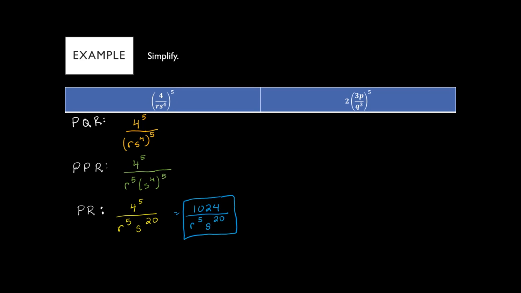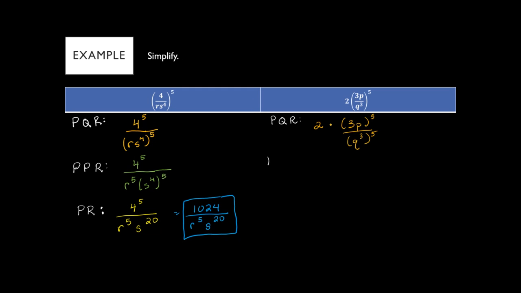So now on the right, first step is to use your power of a quotient rule. So PQR. The 2 in front is not going to have anything to do with it. So it's just 2 times, and then we have 3p to the 5th over q to the 3rd to the 5th. So I'm just taking that exponent of 5 on the outside and applying it to the things on the inside.